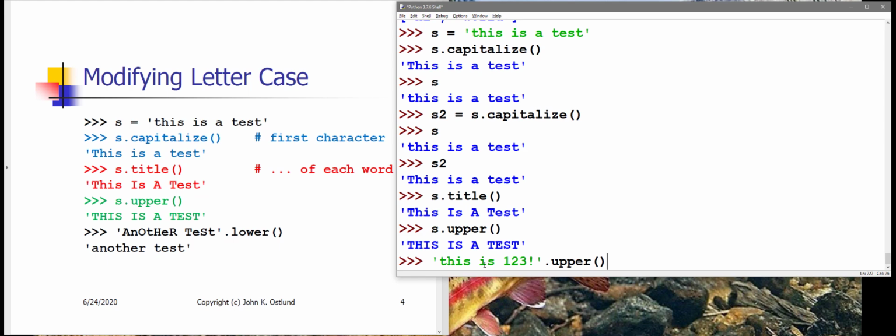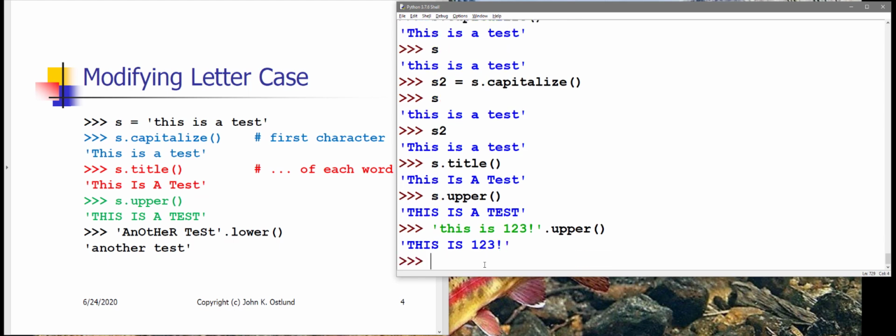Now in the previous examples, we were using a variable S, and we were invoking these methods on S. But S is just referring to a string, so I can go ahead and do these methods directly on a string literal. If I say "this is a test 123 exclamation mark" dot upper, as you can see, the lowercase letters are converted to uppercase, but all the other characters within the string are unaffected.